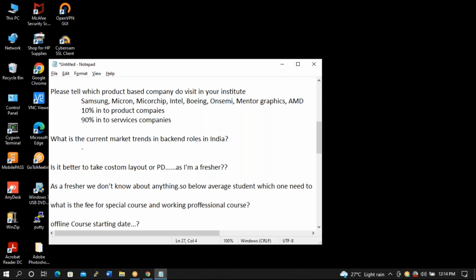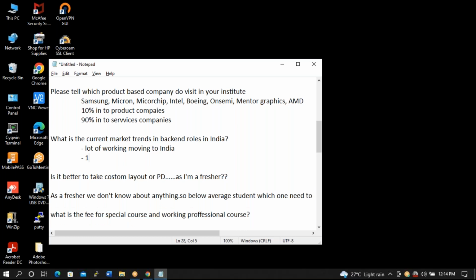the current market trends are good. You see that a lot of work is moving to India. Now, why will a lot of work move to India? You know the cost advantage, right? Why does the cost advantage come into the picture? One USD is how much now? Roughly 80 INR.